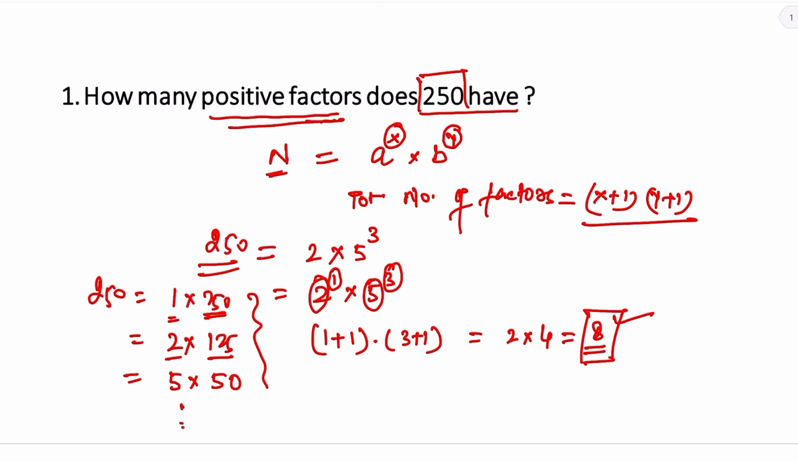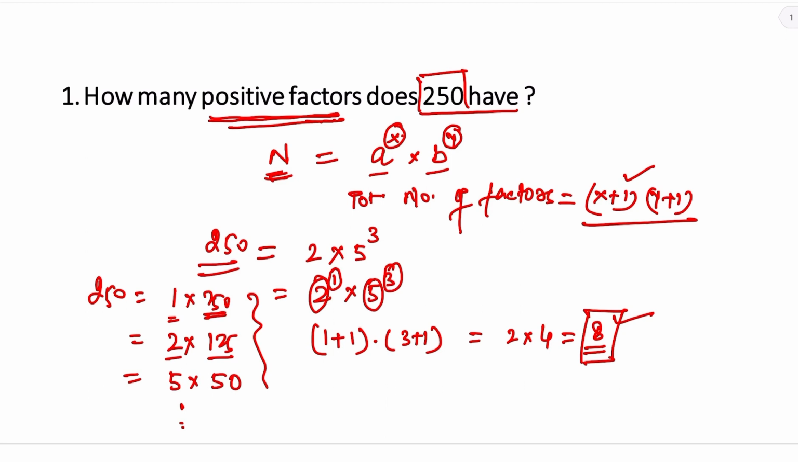So simply, as I have already told, whenever we are required to find the total number of positive factors, what we need to do? We need to express that number in its prime factorization form, with each prime factor raised to whatever power is there. Then we need to increase the power by 1 and multiply them. So we will get the total number of factors.